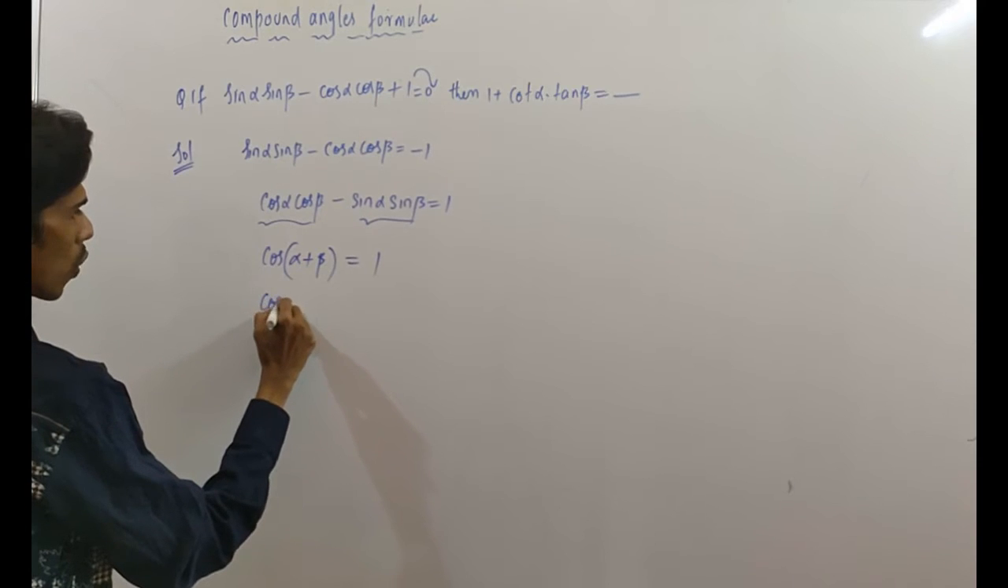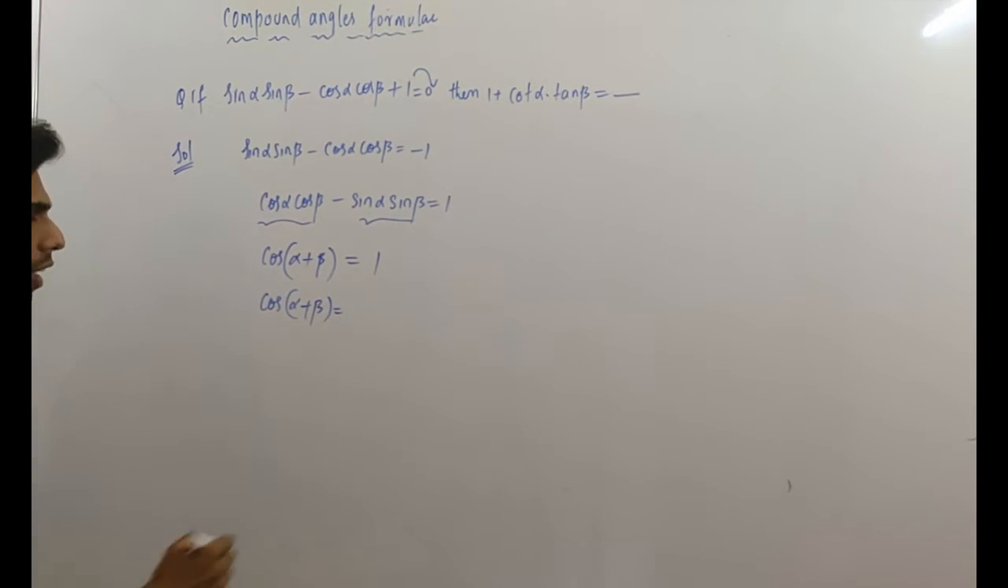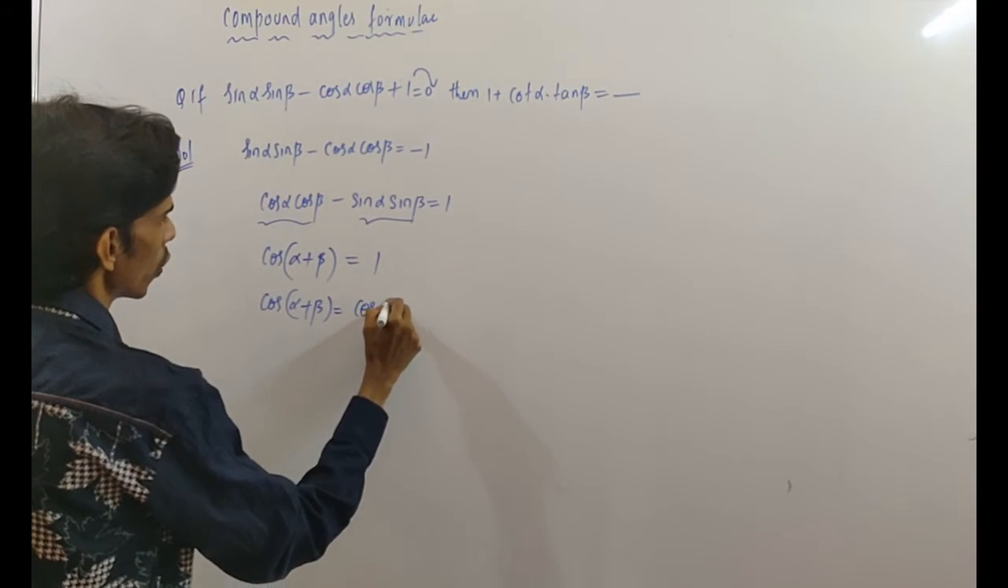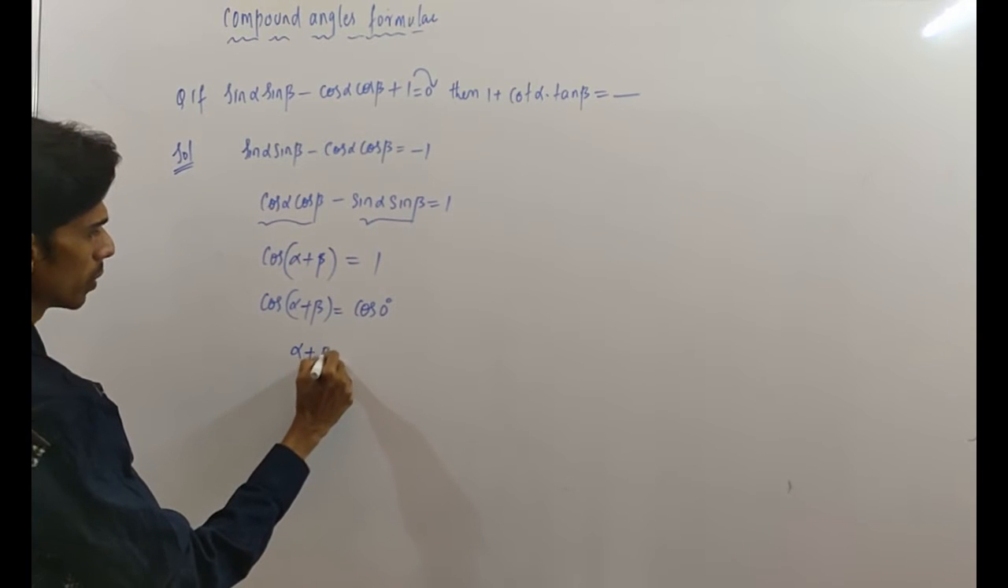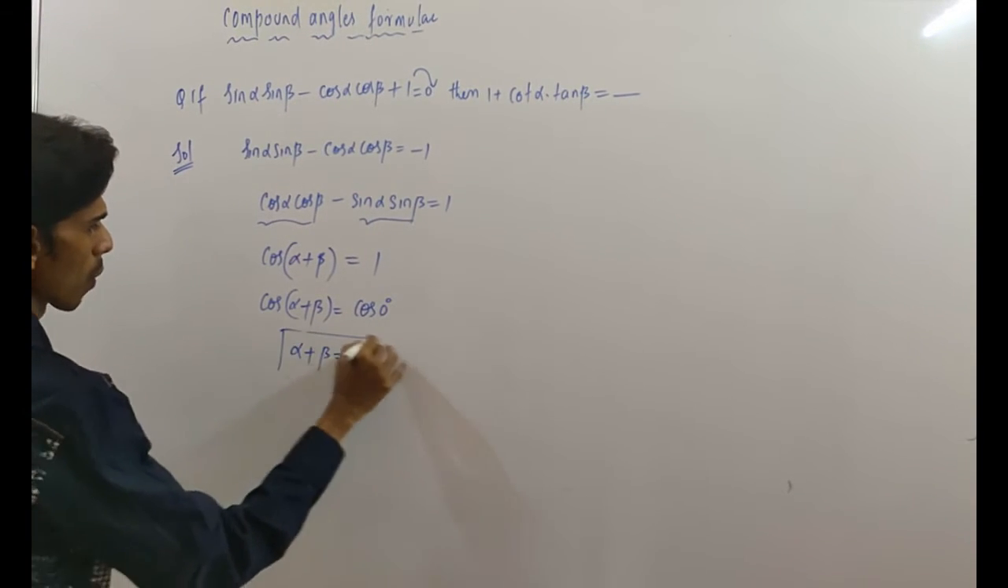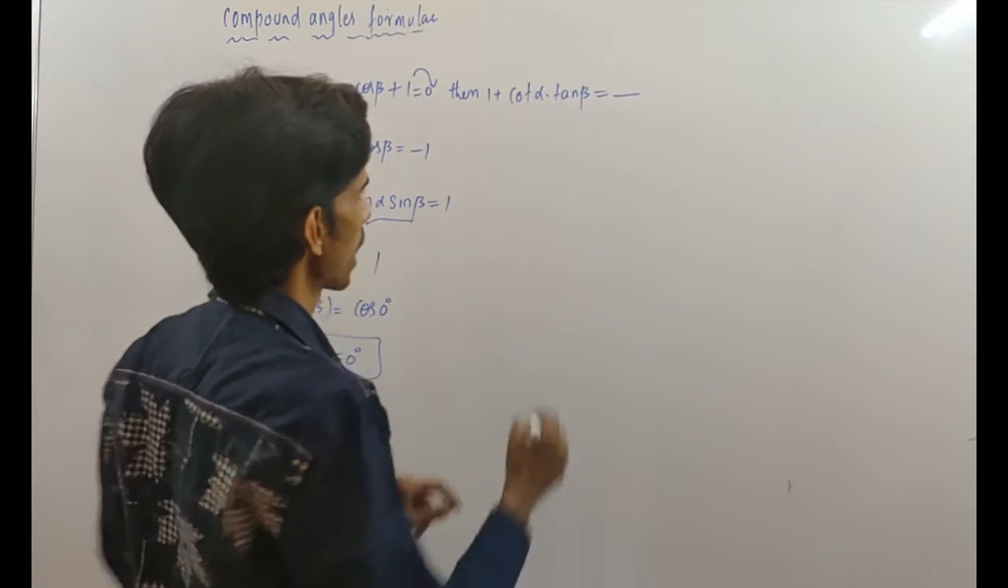Now this can be written as cos alpha plus beta is equal to 1. It will become cos 0 degree, and cos 0 value is 1. Now that implies alpha plus beta value is 0 degree. Now we have to find out 1 plus cot alpha into tan beta.